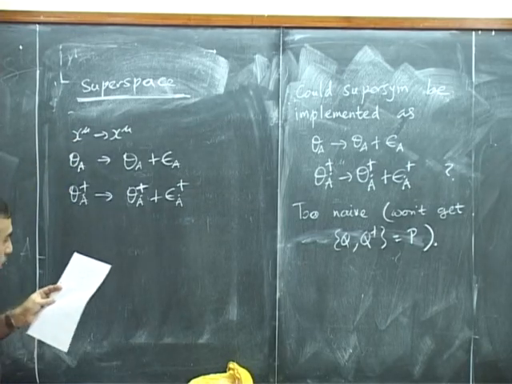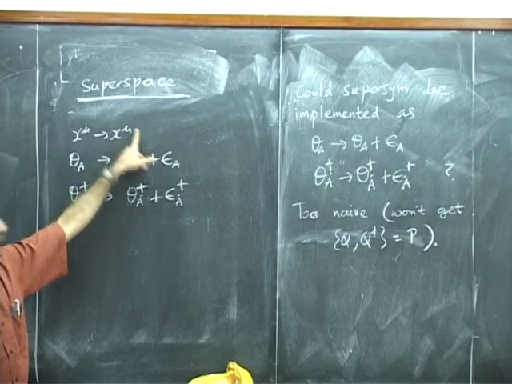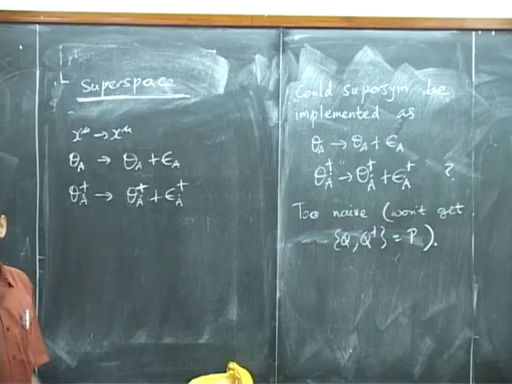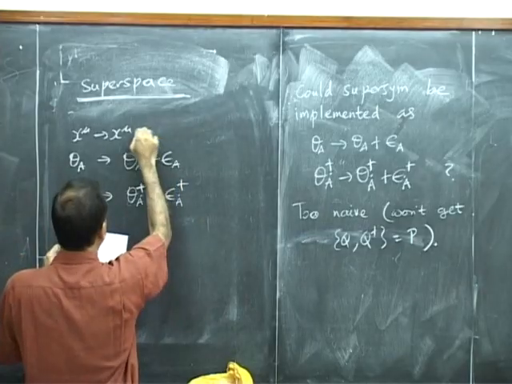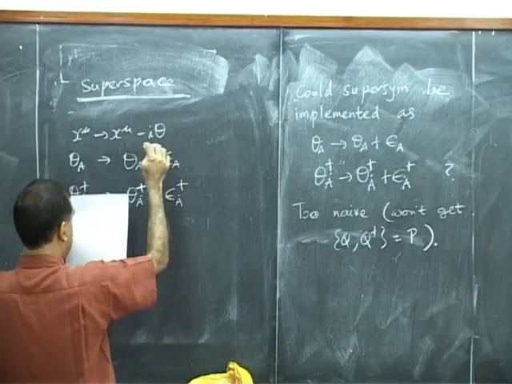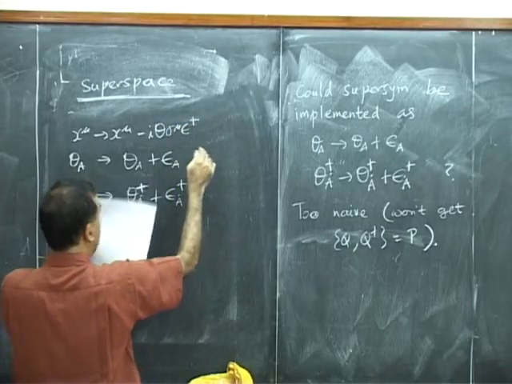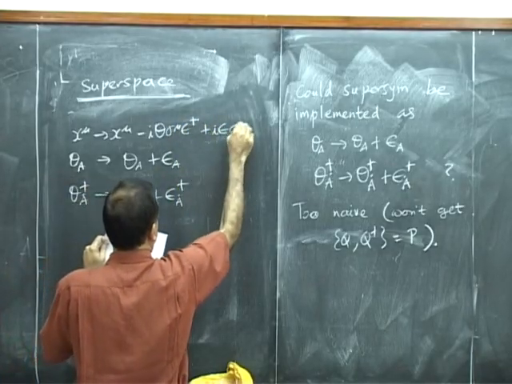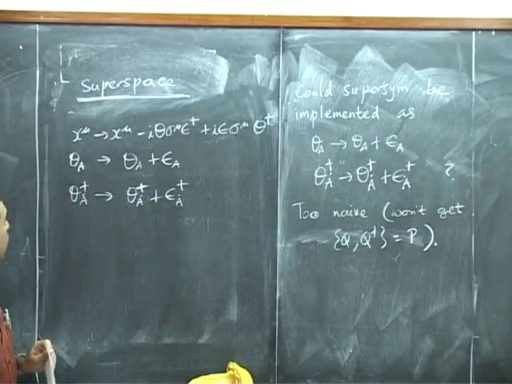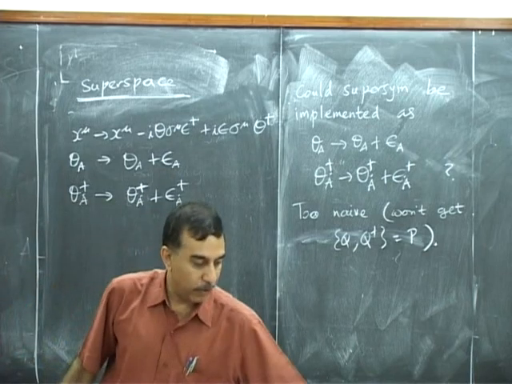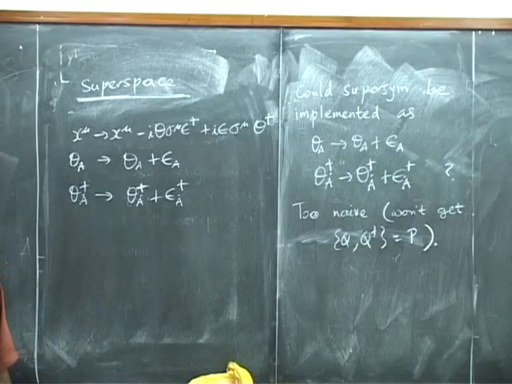Now, there are not so many things X can do, because whatever it does has to carry a vector index, and it has to be proportional to an epsilon or an epsilon dagger. That essentially gives you uniquely the following combination: minus i theta sigma mu epsilon dagger plus i epsilon sigma mu theta dagger. And it turns out that this is the correct set of transformations on superspace, which will reduce to the supersymmetries we know.